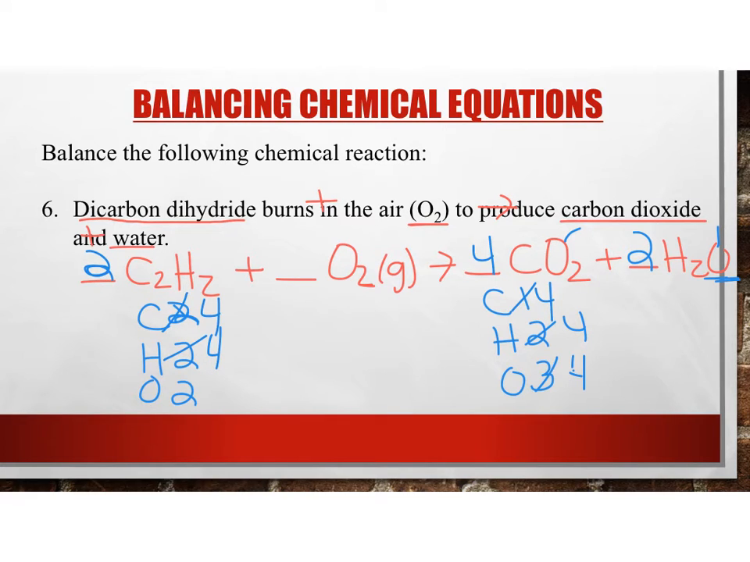And that changes my O's again. Now I'm going to have 8 plus 2. So I'm going to have 10. So all that's left to balance is those oxygens on the left. I need a total of 10, and if I put a 5 here, that gives me 10.